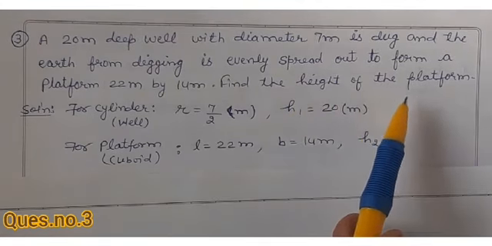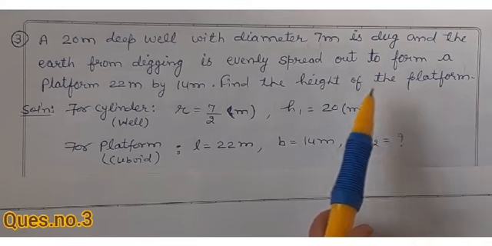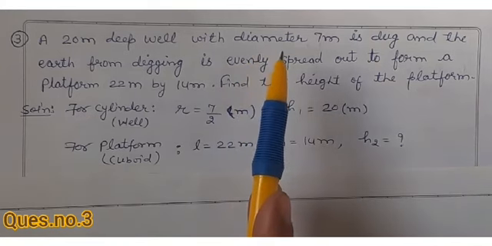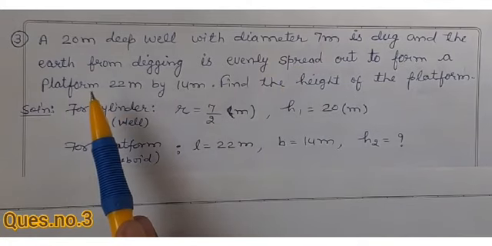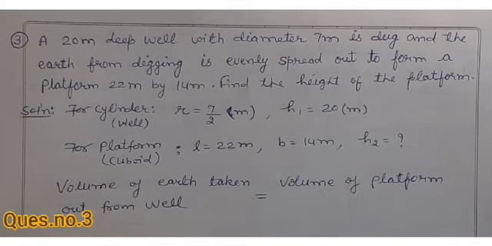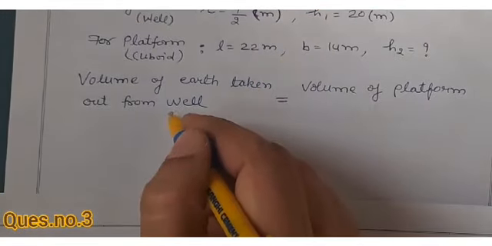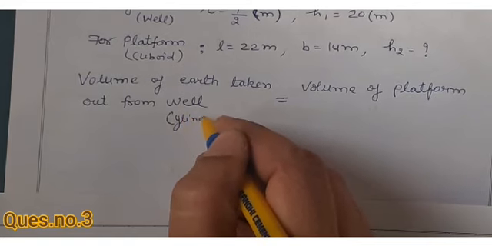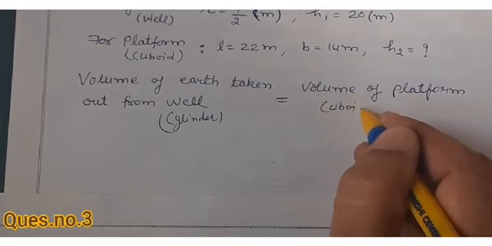What do we know from the question? See here what we get and what is given. The volume of earth taken out from the well is spread and made into the shape of a platform. It means the volume of earth taken out from the well is equal to the volume of the platform, and the well is in the shape of a cylinder, and this is in the shape of a cuboid.